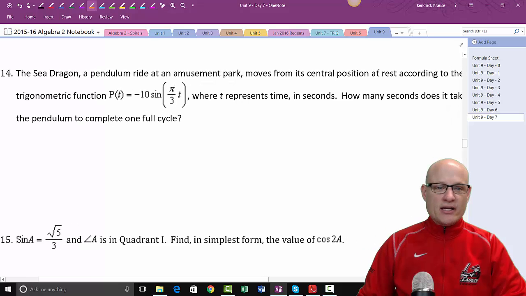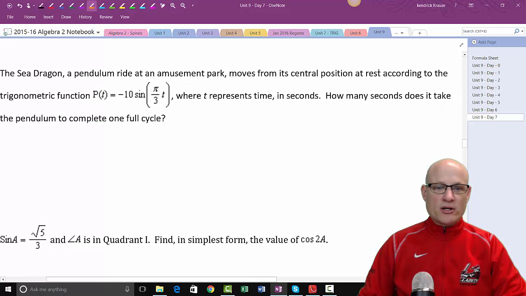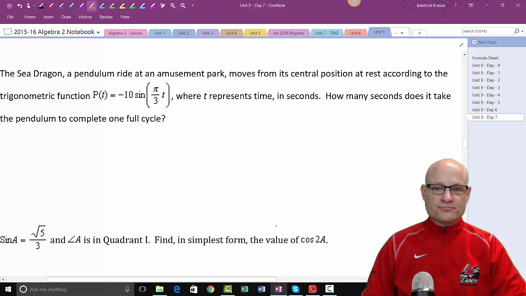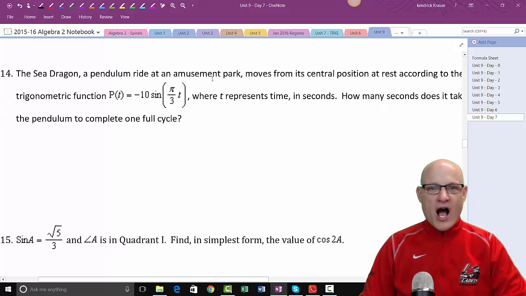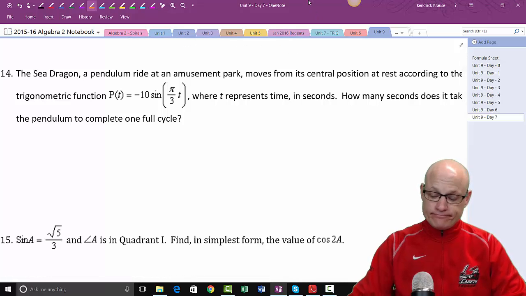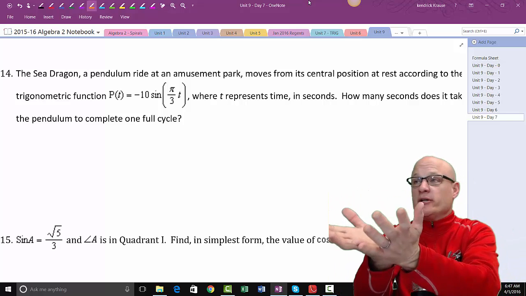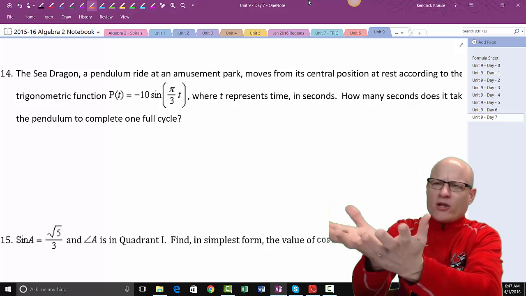The Sea Dragon pendulum ride at the amusement park moves from the central position at rest according to the trigonometric function, blah, blah, blah, where t represents time in seconds. How many seconds does it take for the pendulum to complete one cycle? Well, wow. Lots of words. Must be a really hard question. I give up. I quit. Please, sir, may I have $1? I quit on English class as well as math class.